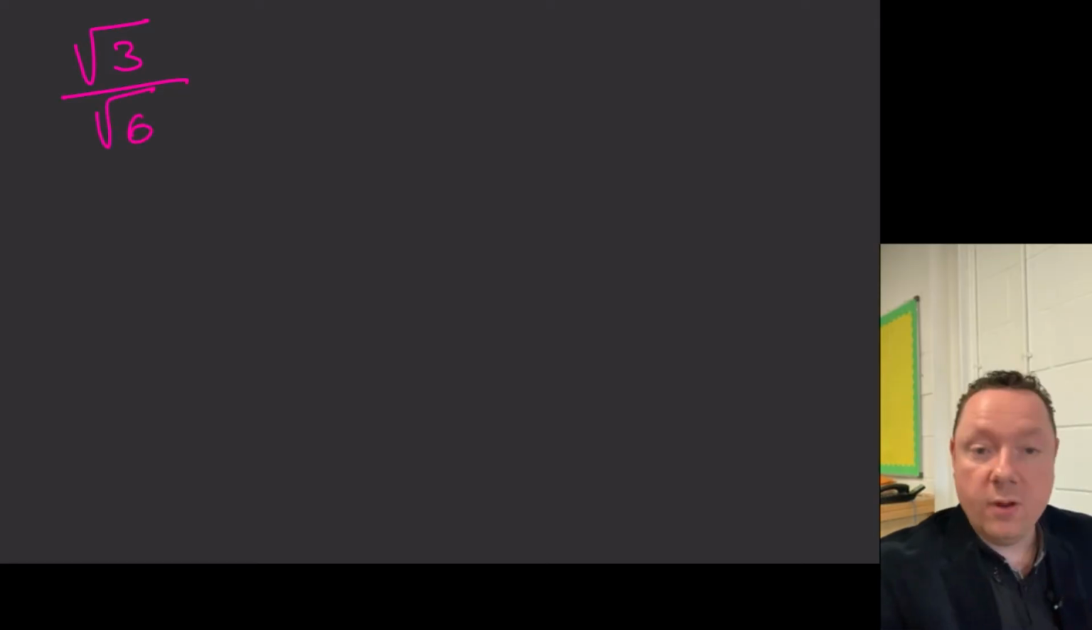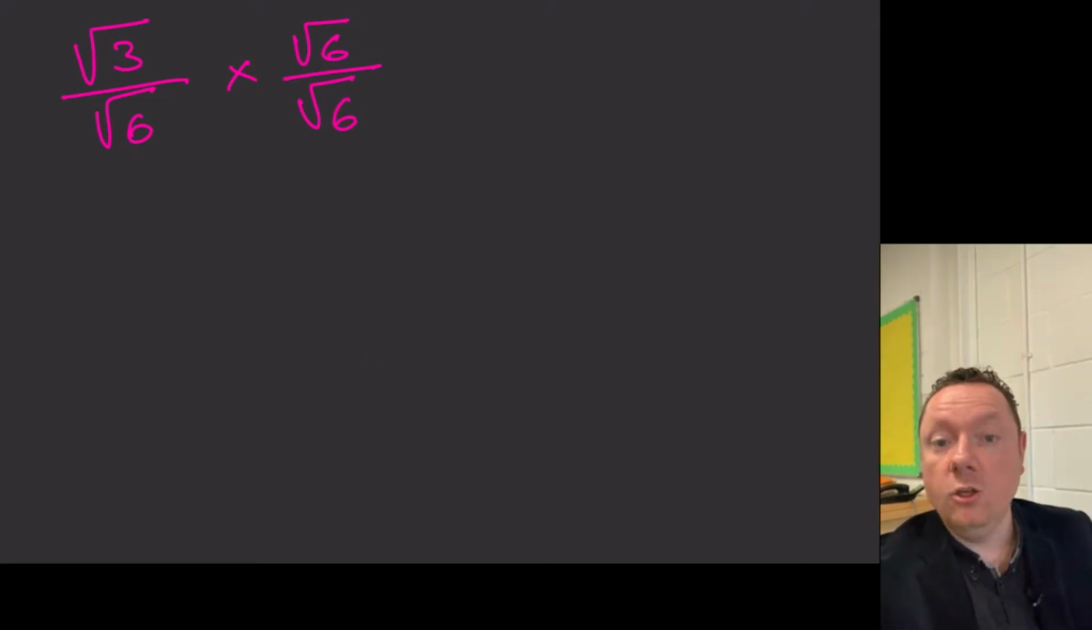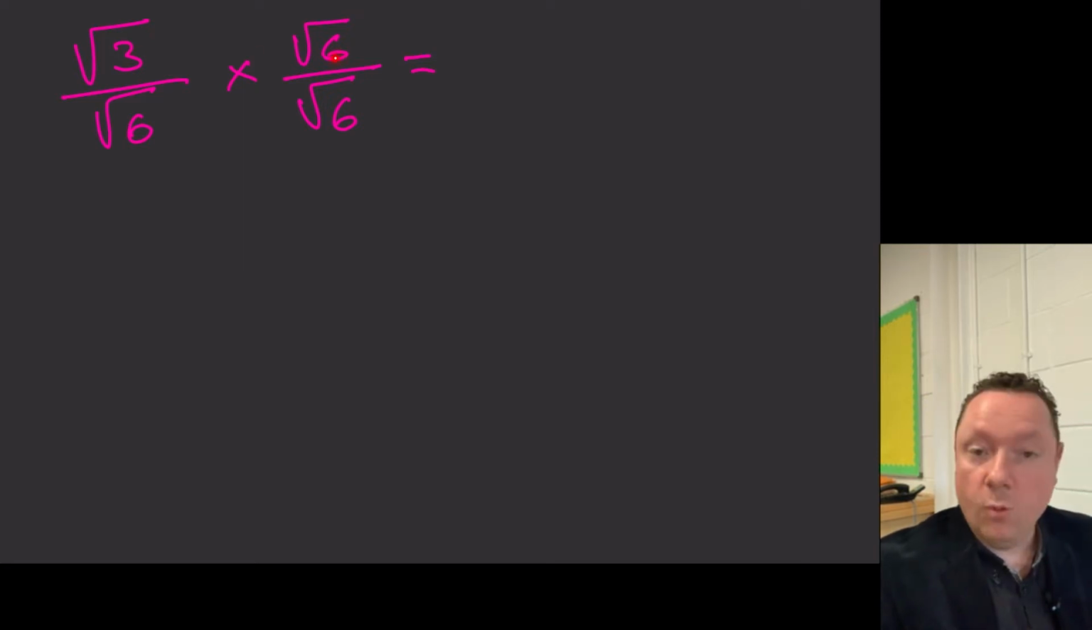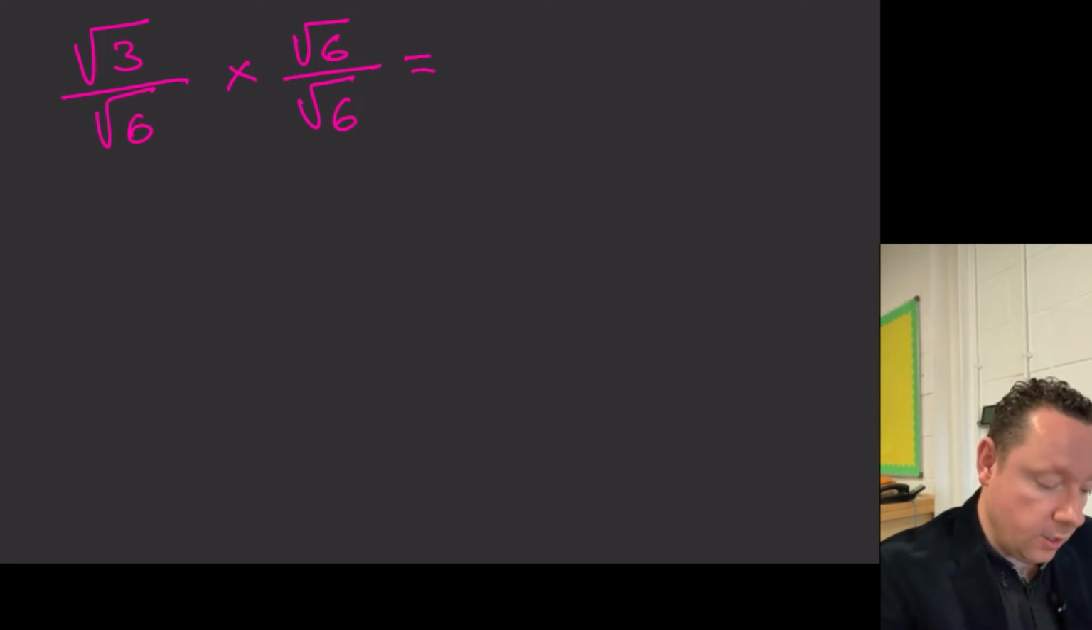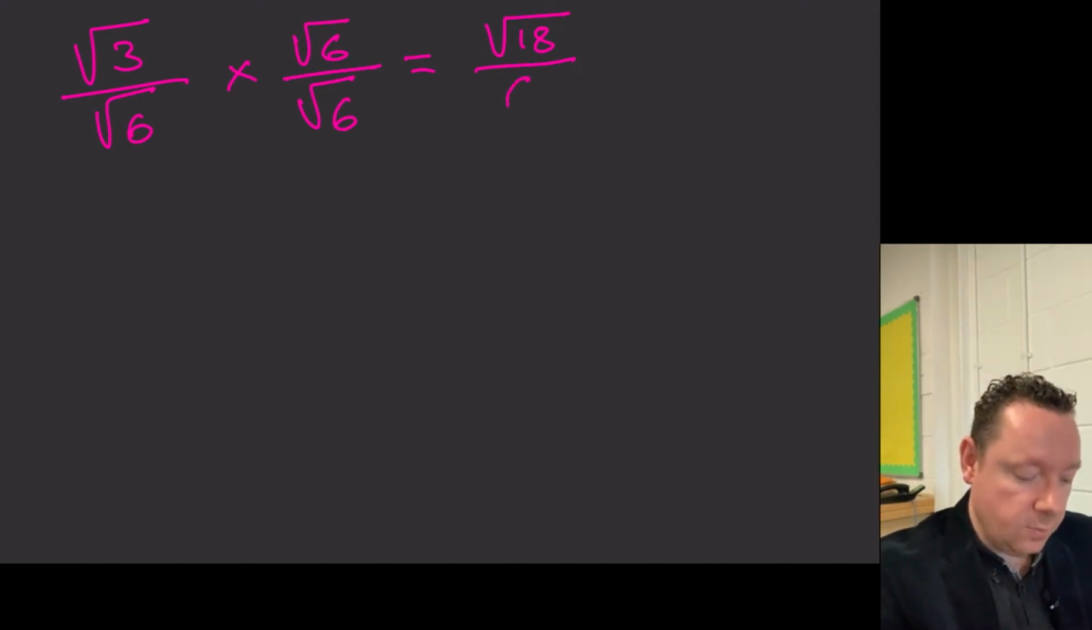Slightly more complicated example, this time with a root on the top and the bottom. So let's say I had root 3 over root 6. Do not be worried about these ones. You just times by the denominator over itself. So not root 3 over root 3, root 6 over root 6. And then remember, when you're timesing 2 roots together, you can just make them one root. So that is the square root of 18 on the top, 3 times 6. And the square root of 6 times the square root of 6, since it's the same number, just becomes 6.